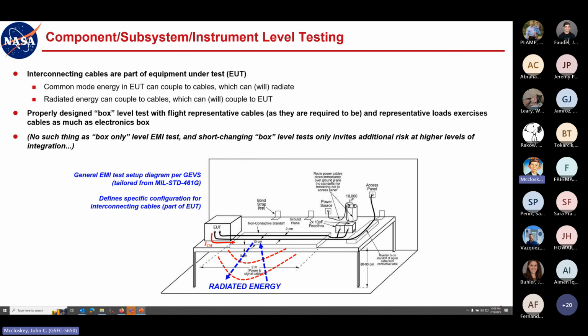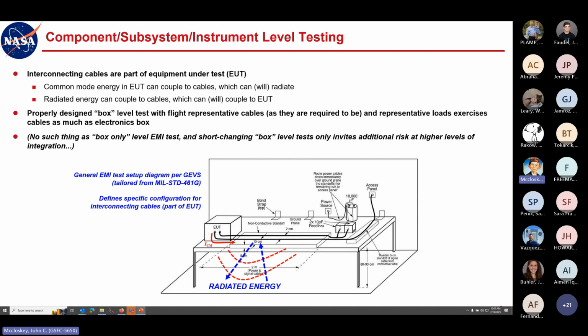So a properly designed box level test with flight representative cables, as they are required to be, and representative loads, exercises the cables as much as the electronics box. So there's really no such thing as a box only level EMI test, except when you're talking about maybe something like a cell phone not connected to a charging cable. But we are almost never testing anything like that. We're always testing something with cables connected to it. So if you shortchange the box level test, it only invites additional risk at higher levels of integration, and that basically defeats the purpose of any unit, or what I will call a subsystem level test.